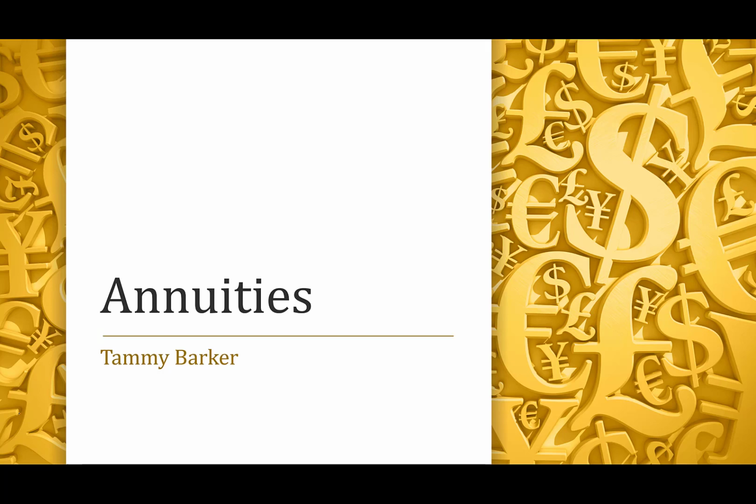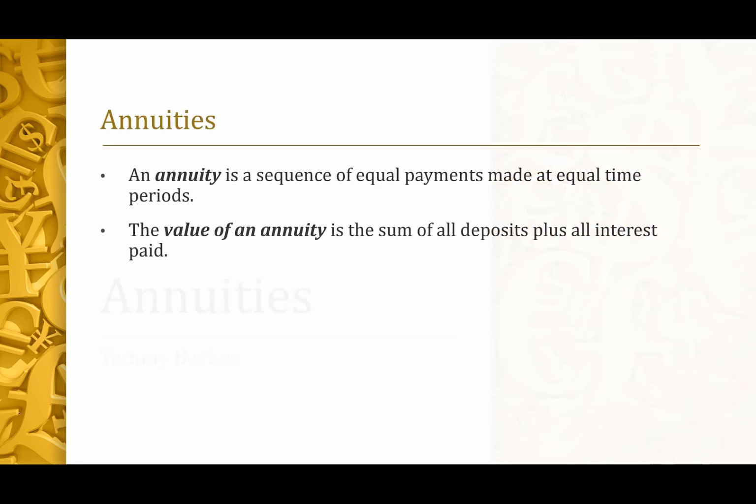Everybody. Today we're going to talk about annuities. We should really start with, well, what is an annuity? So an annuity is a sequence of equal payments made at equal time periods. So this is, we are putting money away and we're going to do it either every month or every week or every year, but we're going to do equal payments at equal times.